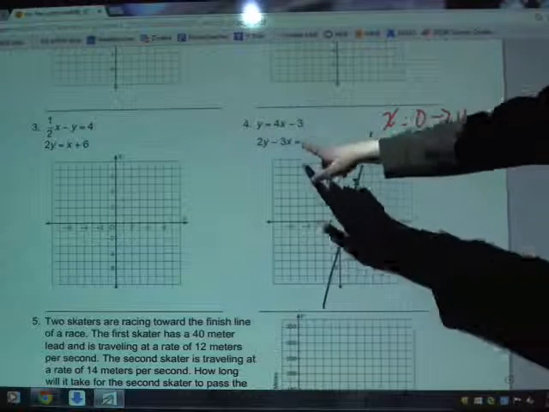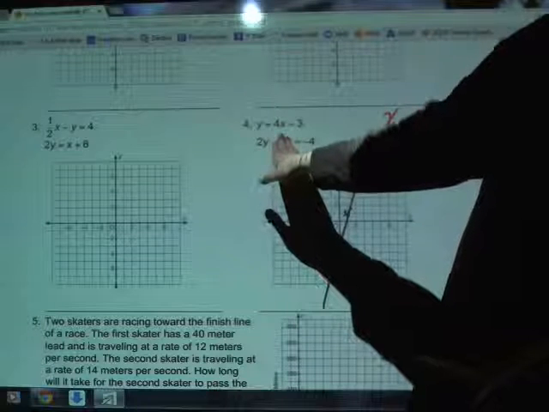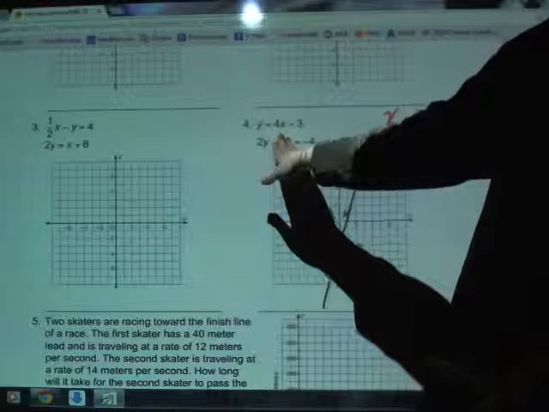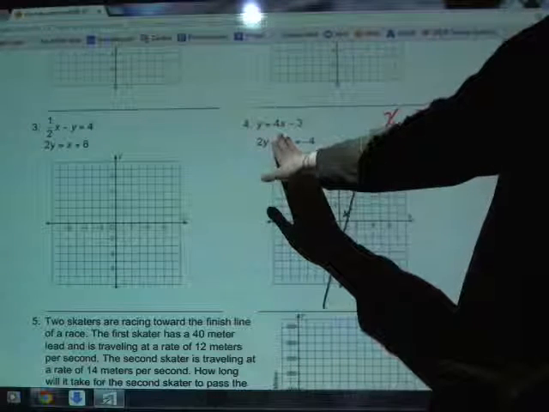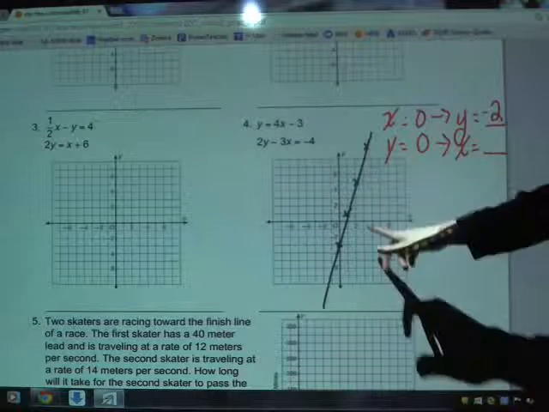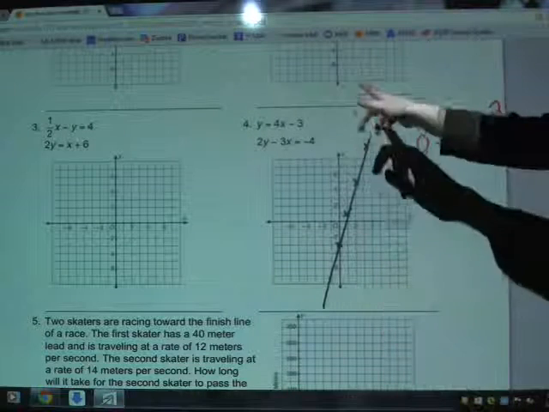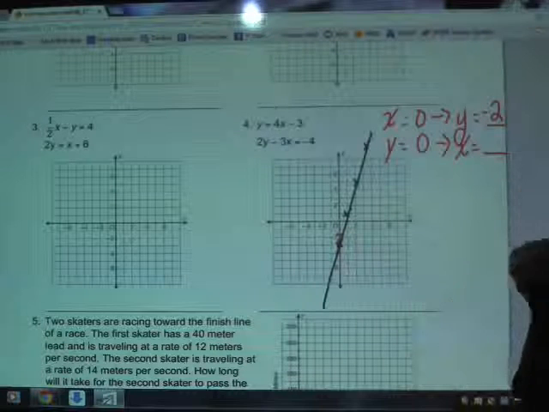So when I let x equal 0, that means this is going to go away, and it's going to say 2y equals negative 4. So what value of y makes that work? Well, it's obviously negative 2, because 2 times negative 2 is negative 4. So the y value is negative 2. That means the line that I'm about to make goes across the y-axis at negative 2.